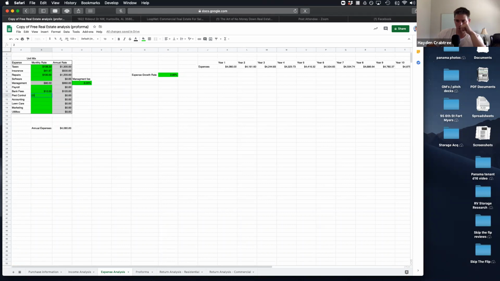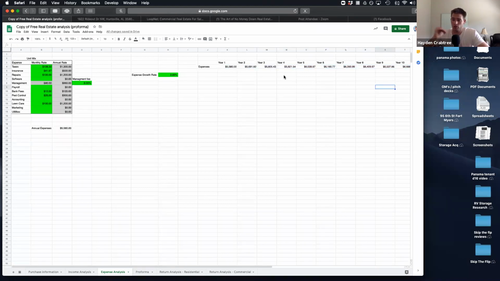Pest control, $25 a month. Say we do the accounting ourselves. Lawn care is, let's say, $100 a month, no marketing, and let's have the tenant pay the utilities. So what this is going to do is fill out our expense rate, and it's going to show the same thing that happened to our income increasing at a 2% rate. Our expenses are going to increase too. So as you can see, over a 20-year period here, our expenses are going to increase.